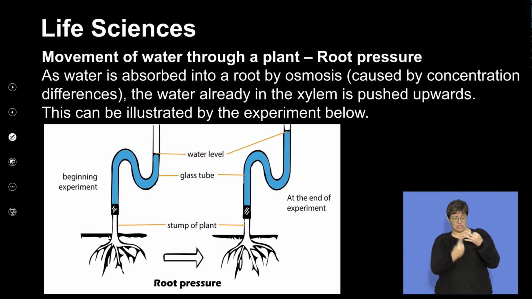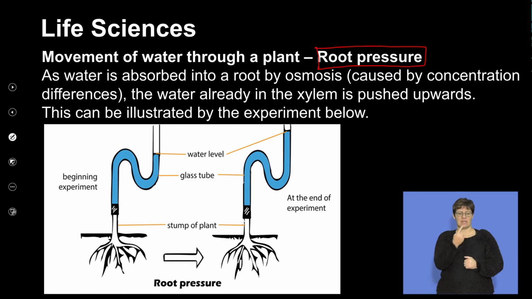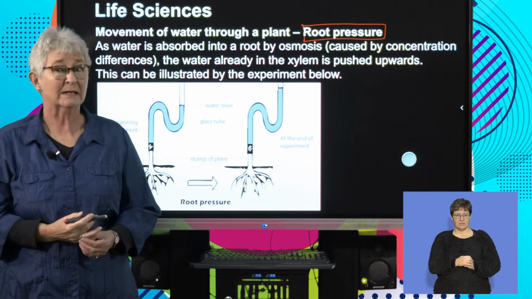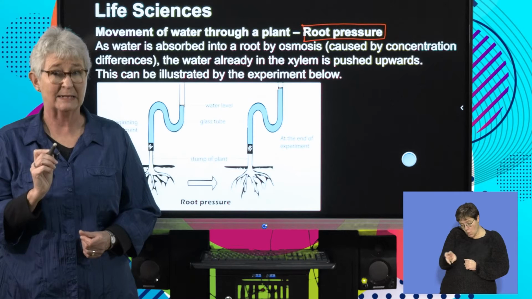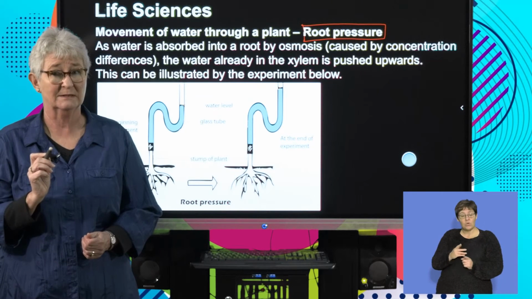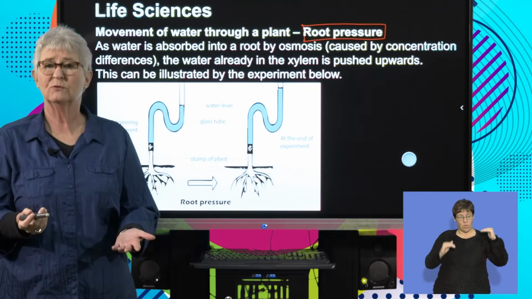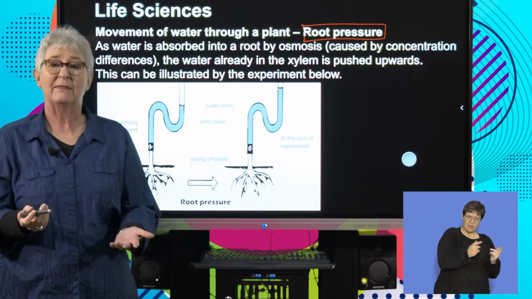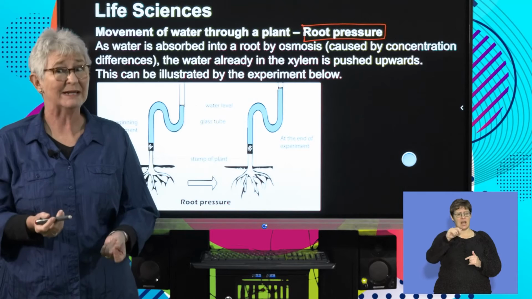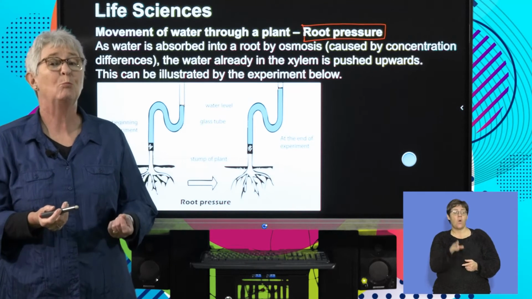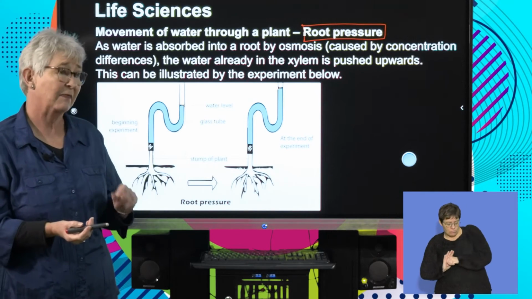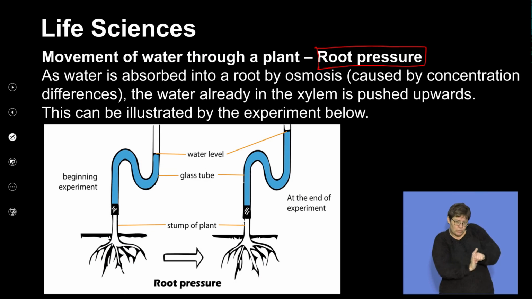First one, root pressure. What this basically says is that as water is sucked into the root, and remember it's sucked in by concentration differences, and the water goes into the xylem, what happens to the water already in the xylem? The theory is that the water already in the xylem is then pushed upwards. And that is what we call root pressure.